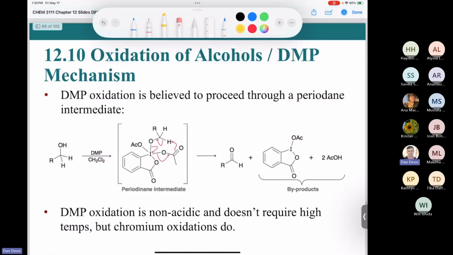All right, so it's believed to proceed through this mechanism. When you're like, I'm glad he's not making me memorize that. Yeah, it's kind of a tricky mechanism that is concerted, meaning it all happens at one time. Anyhow, so it says here, DMP oxidation, non-acidic, doesn't require high temperatures. I like it.